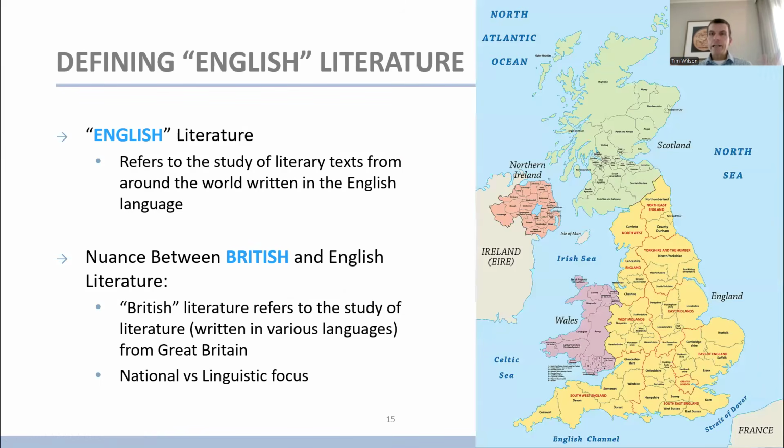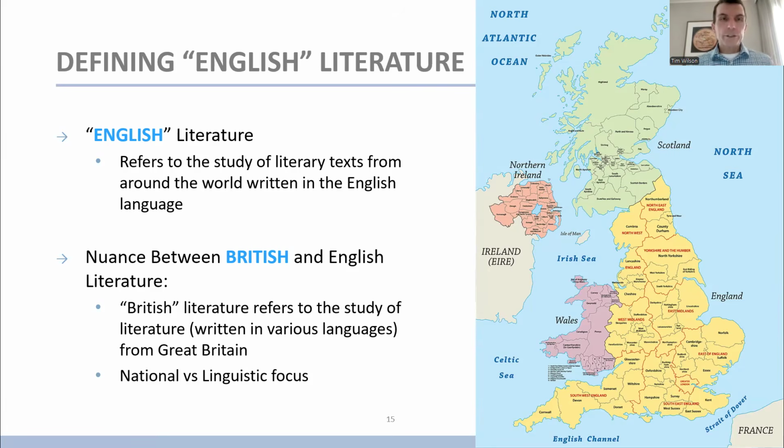So we've defined literature a little bit, as this way of bringing forth things for the first time, articulating new meanings, and one of the key ways is through metaphor and simile. We looked at that a bit. So literature does that. But what is English literature?